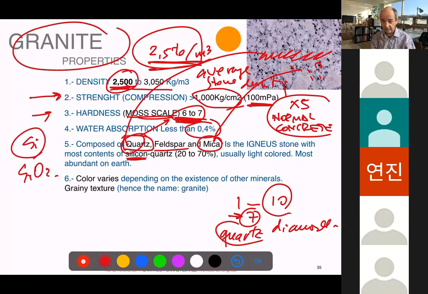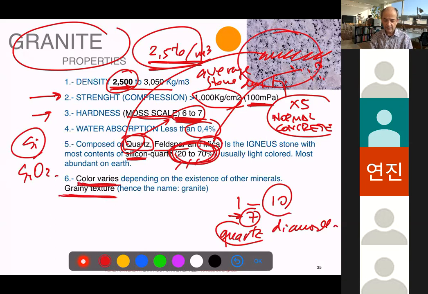To be granite, quartz should be between 20 and 70%. Usually we consider the kinds, but don't worry about it. This is the scientific definition of granite. It is a very clear aspect, very easy to distinguish. And if it has other minerals inside, it can have almost any color.